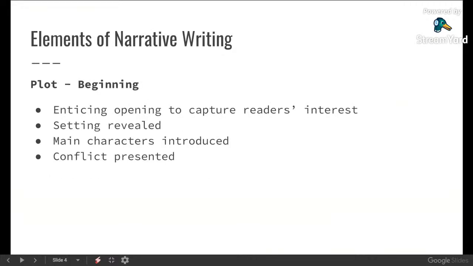So the plot, the beginning of it is enticing and it's an opening to capture the reader's interest. If it's a total snooze fest and you're just like, yeah, so we were just sleeping late, if it's something super dull and boring, it's not going to capture the reader's interest. They're not going to want to keep reading. So also in the beginning, the setting is revealed. The main characters are introduced and the conflict is presented.